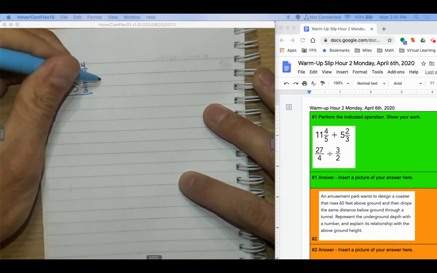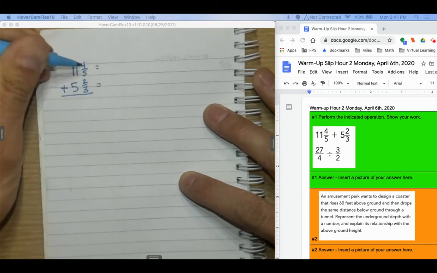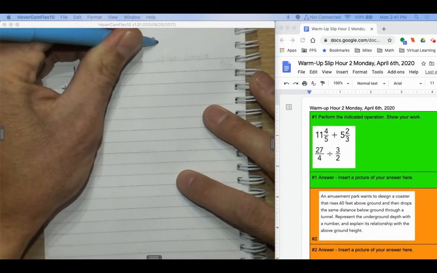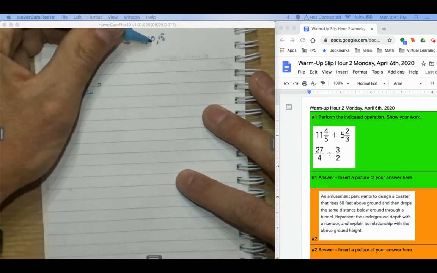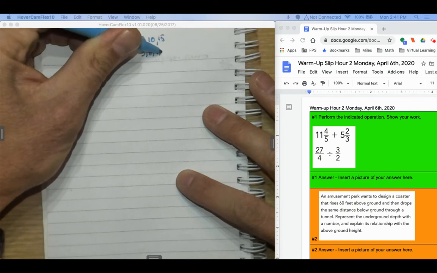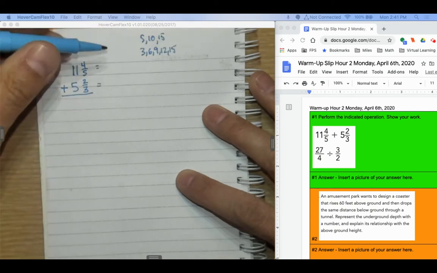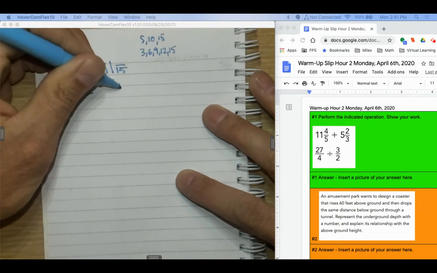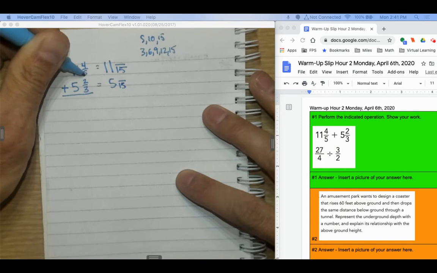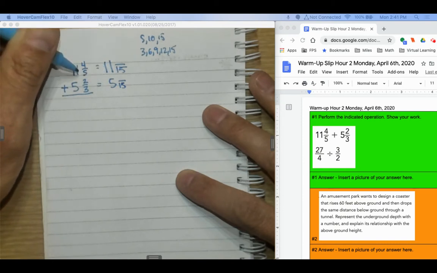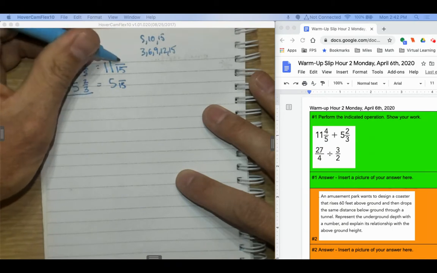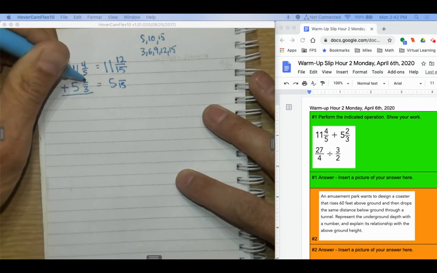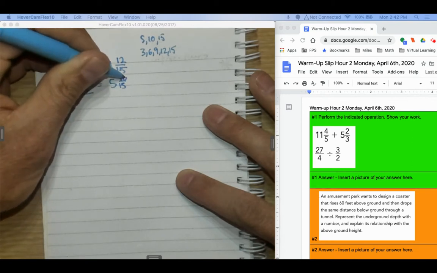Now, first, I need a common denominator. If I count by fives, I count by threes. The first one that would be the same would be 15 for both. So that means that I need to make it so the denominator is 15. To get from 5 to 15, I had to multiply 5 by 3, so I multiply 4 by 3 to get to 12. To get from 3 to 15, I had to multiply 3 by 5 to get to 15, so I have to multiply 2 by 5 to get to 10.